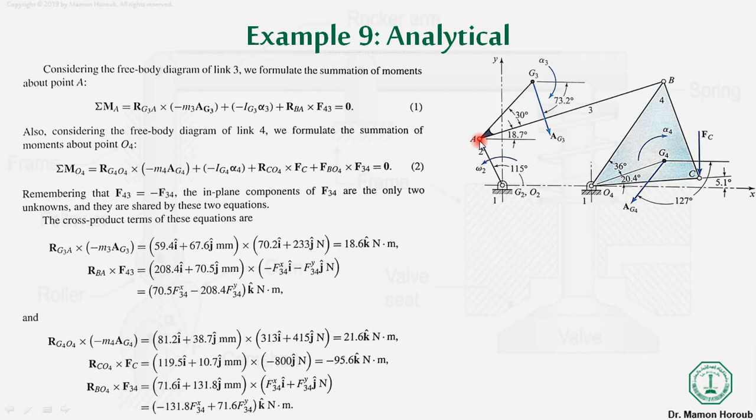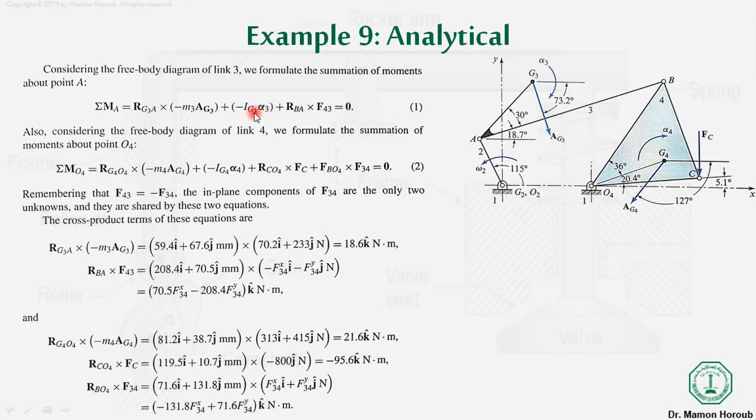Okay, so at point A, how many forces do we take the moment of? The first force is the reaction force at x at the g3 point, so that will be m3 ag3, because it is creating a counterclockwise moment, so that's why it is minus m3 ag3 into this moment arm, that is rg3A, starting from here until here.